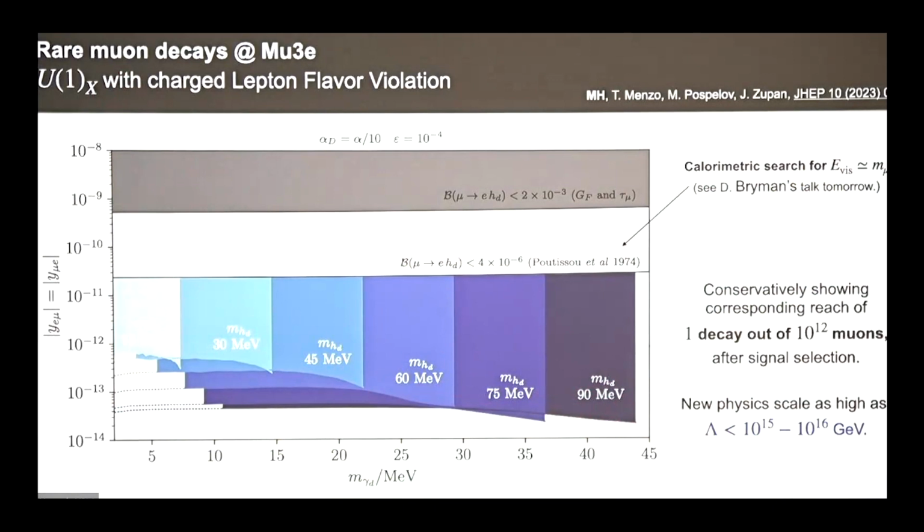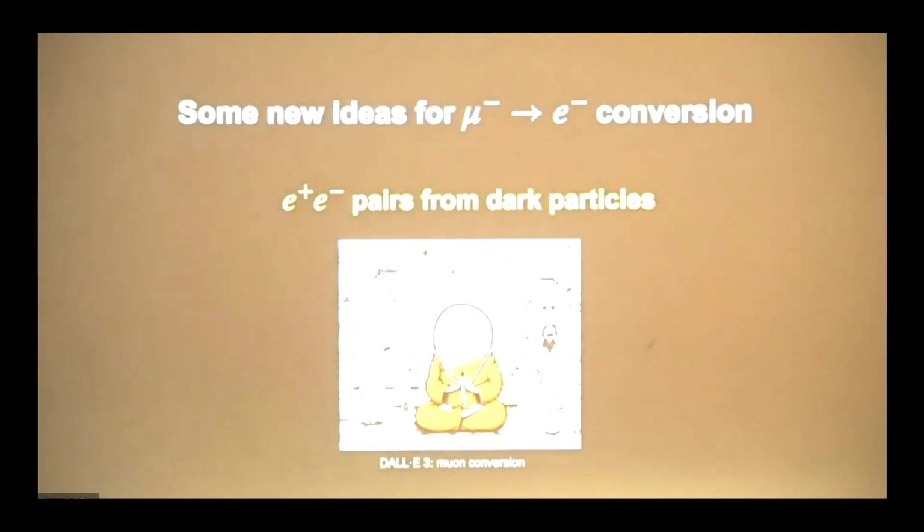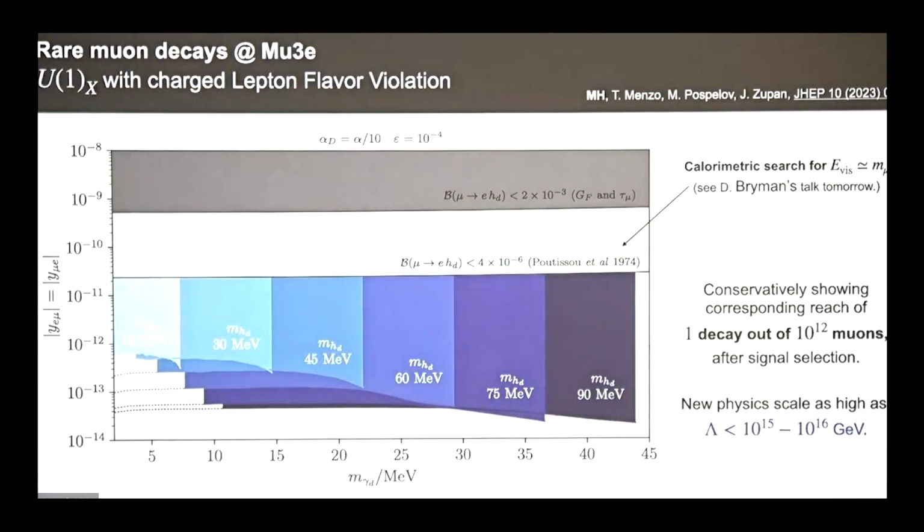There's also a competitive next best limit from a direct search for this type of model, which is actually a fully calorimetric search for muon decays, where you reconstruct the entire muon mass, kindly brought up for us by Doug Bryman here, showing that you can get branching ratios of order 10 to the minus 16 back in the 70s. And now there might be some opportunities to improve that, and I'm sure we'll hear about it tomorrow.